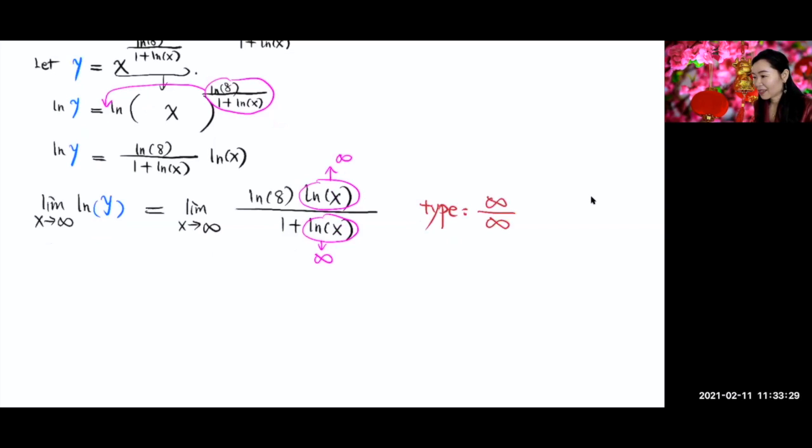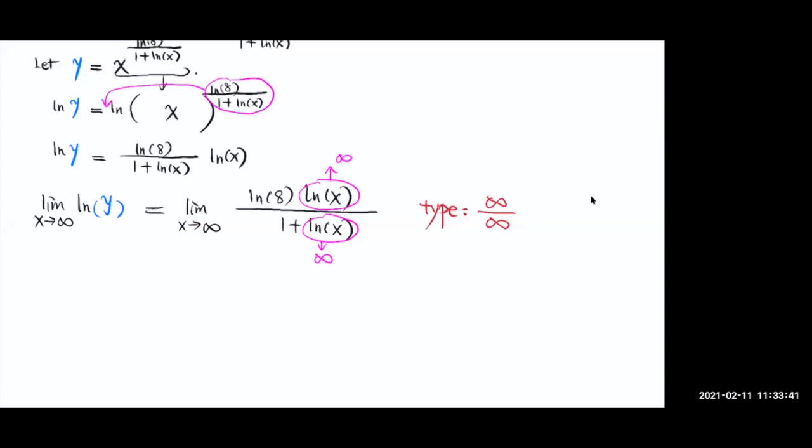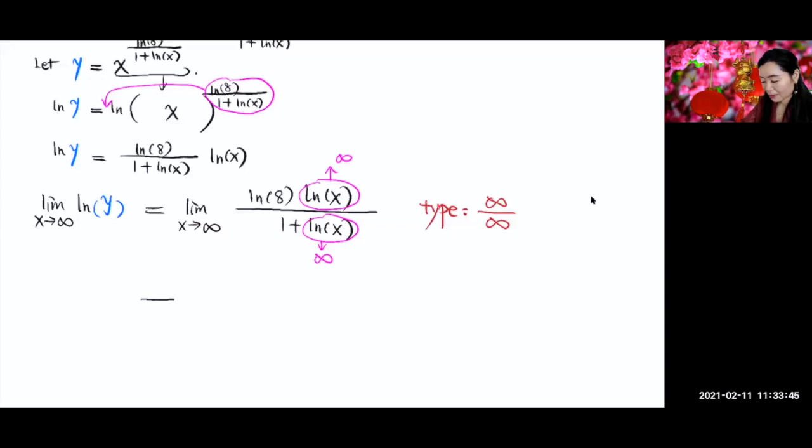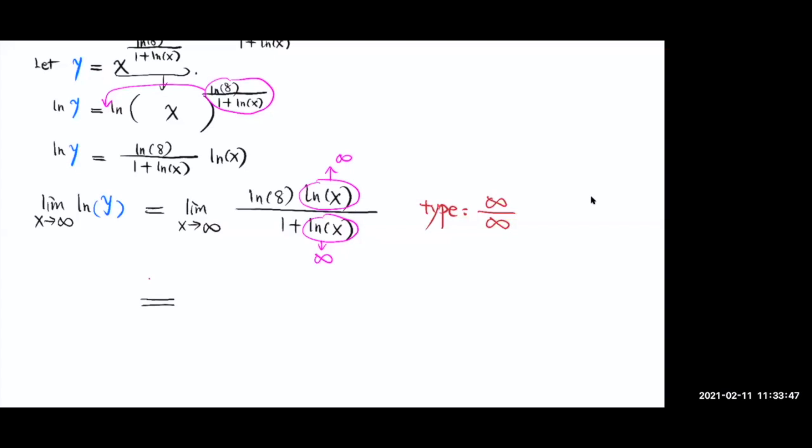And now we say that it is infinity over infinity type. It is one of the two emergency types. So can we rush this to the hospital, apply L'Hopital's rule? Yeah, no CPR. Yeah, right. So using L'Hopital's rule, okay, so rush to the hospital.